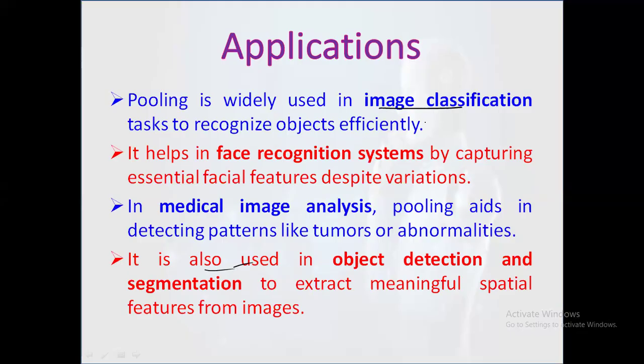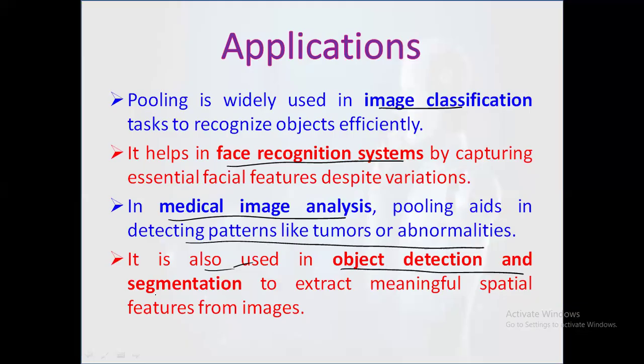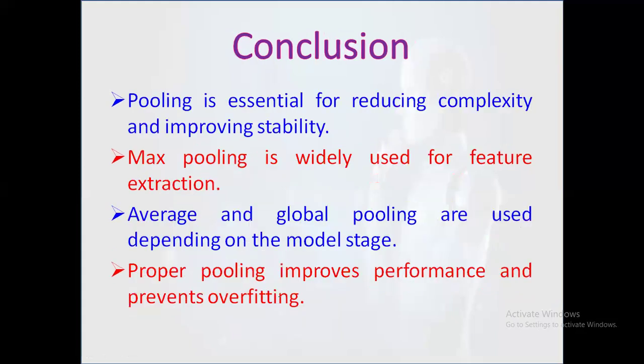So the first, image classification. Next, it is being used in face recognition systems and medical image analysis. It aids in detecting patterns like tumors or abnormalities, and it is also used in object detection and segmentation to extract meaningful spatial features from the images.